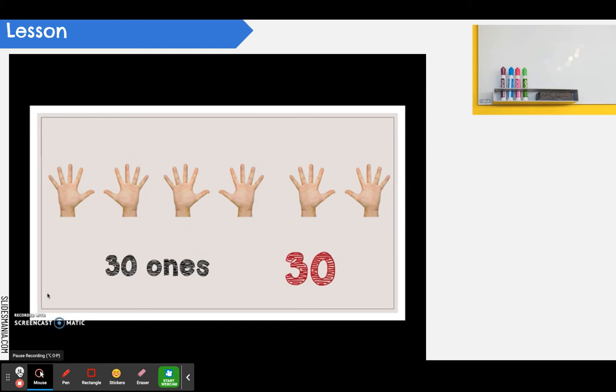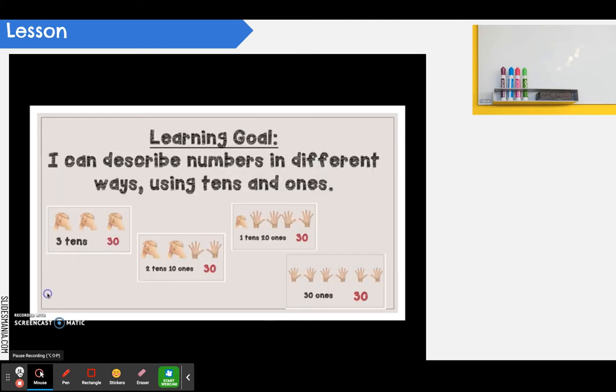That was a perfect way to start talking about our conversation for today because our learning goal says I can describe numbers in different ways using tens and ones. Today, what we're going to do is sometimes we're going to have all of the parts of the number in groups, and sometimes some will be in groups and some will be in ones.